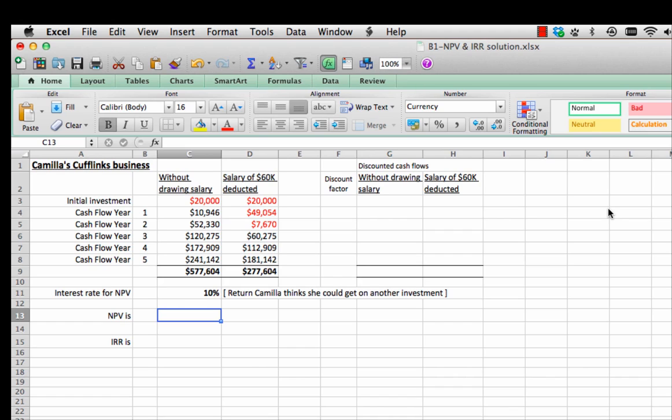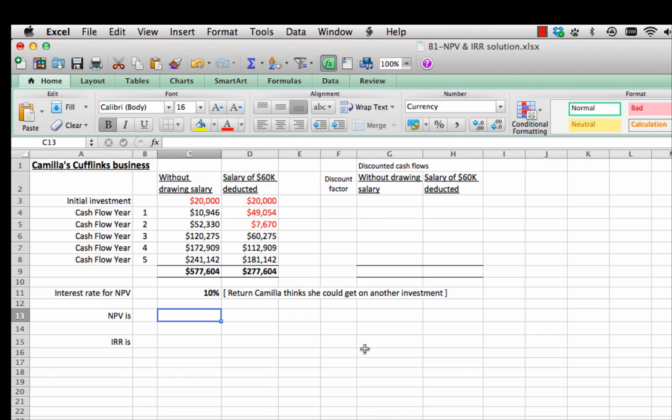I thought it might be easier if I worked through a discounted cash flow NPV problem with you so you can actually see what's going on. So first of all, I'm going to work out what the net present value of the streams of cash flows are using the Excel formula.